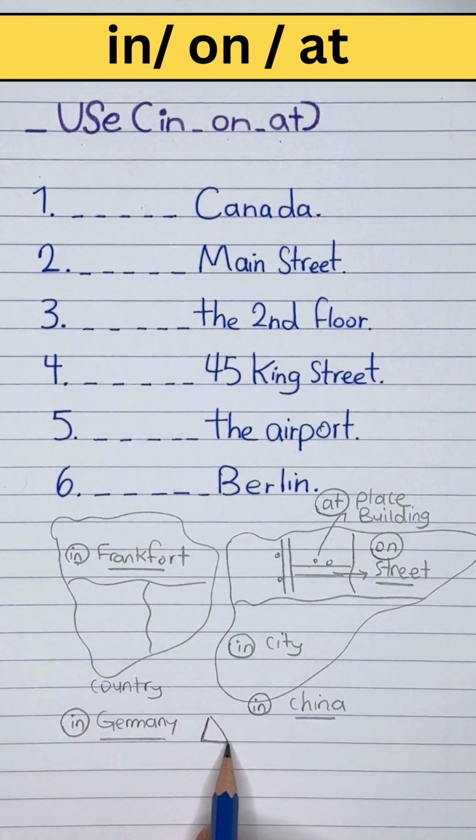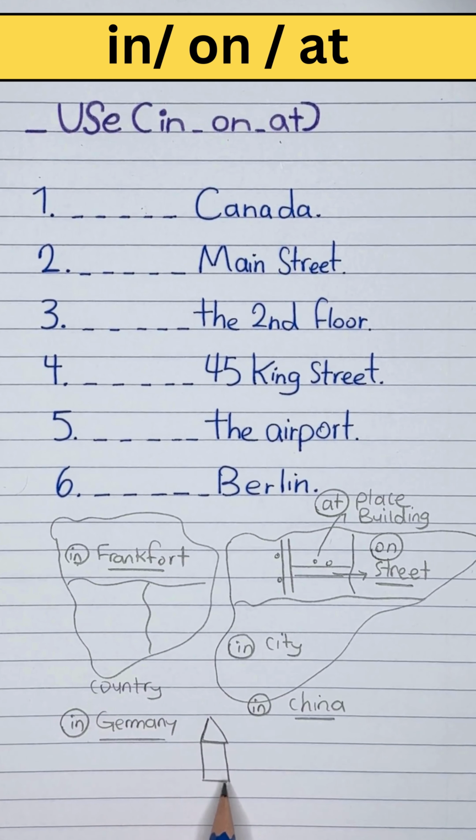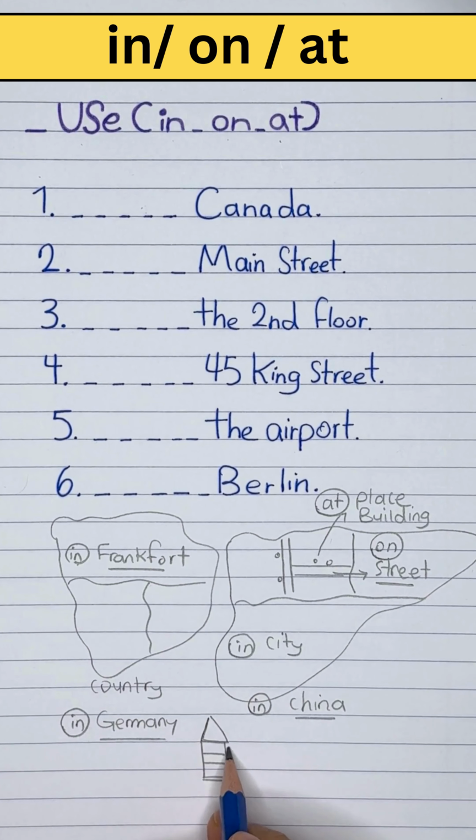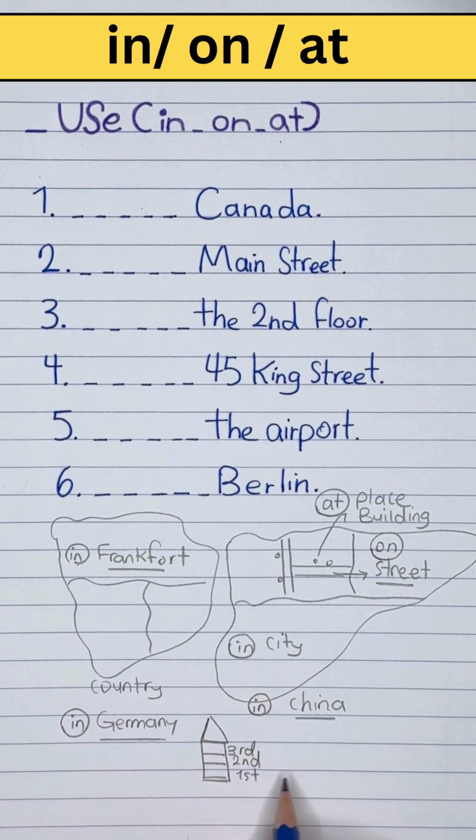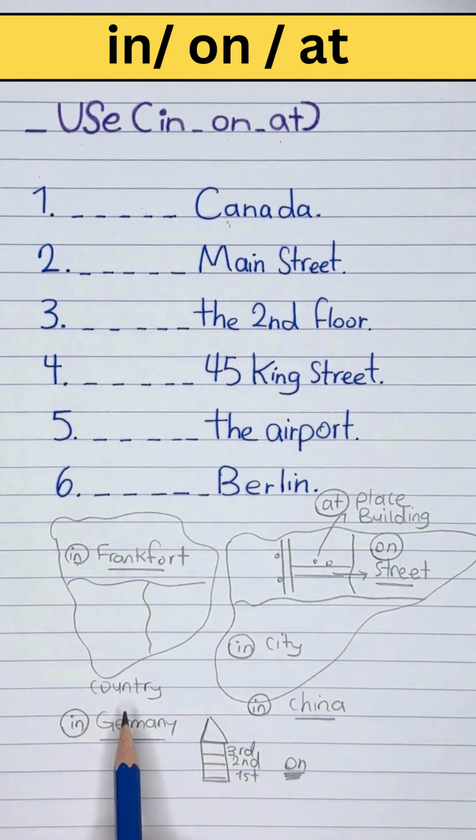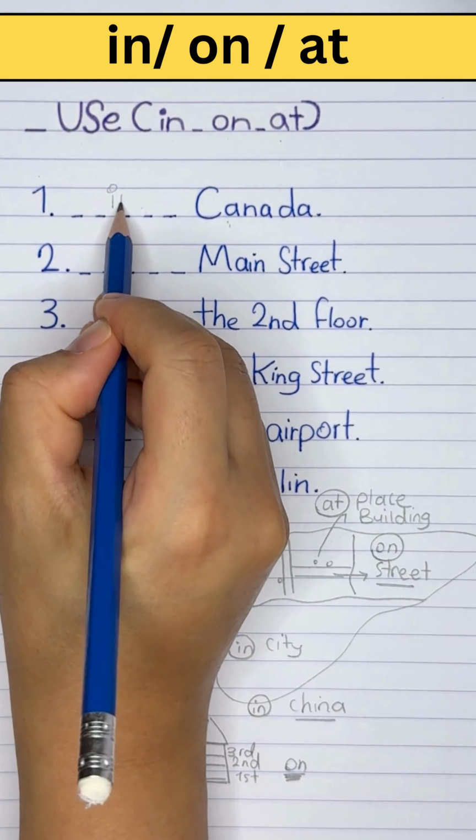Let's look at here. We have, for instance, an apartment which has many floors. Third floor, second floor, first floor. We always have to use the preposition on with it, with different floors. Canada. Canada here is a country, so we must use in.